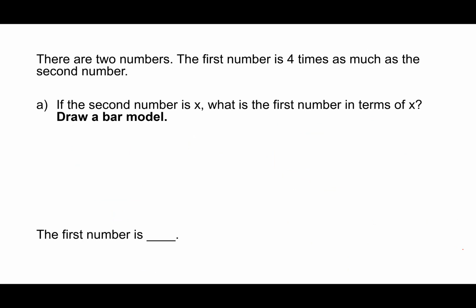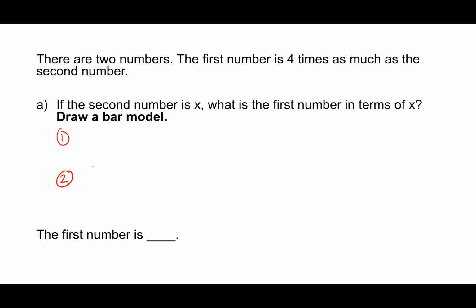Okay, go ahead and read A. If the second number is x, what is the first number in terms of x? Okay, so we know that we have 2 numbers, right? And one of them is 4 times as much as the second one. Okay, so let's draw, this is our first number, this is our second number.